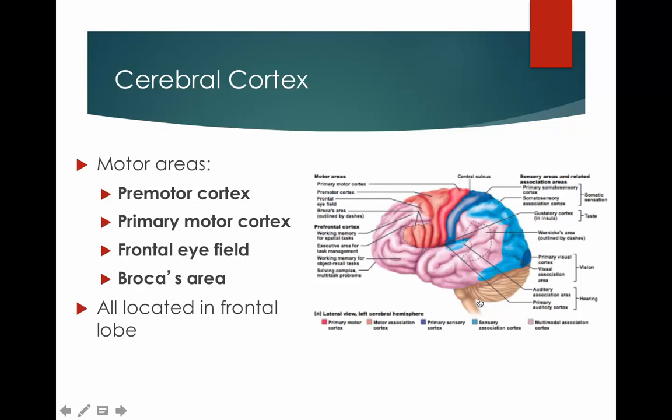So then from here we talk about our motor areas, and what's nice about our motor areas is that they're all located in the frontal lobe. We start with our primary motor cortex here, move back into our premotor cortex here, then transition back into our frontal eye field, and then down into our Broca's area. All of this cortical tissue is responsible for processing and generating motor output. And then eventually we send that motor output out to the periphery in order for our skeletal muscles to contract.